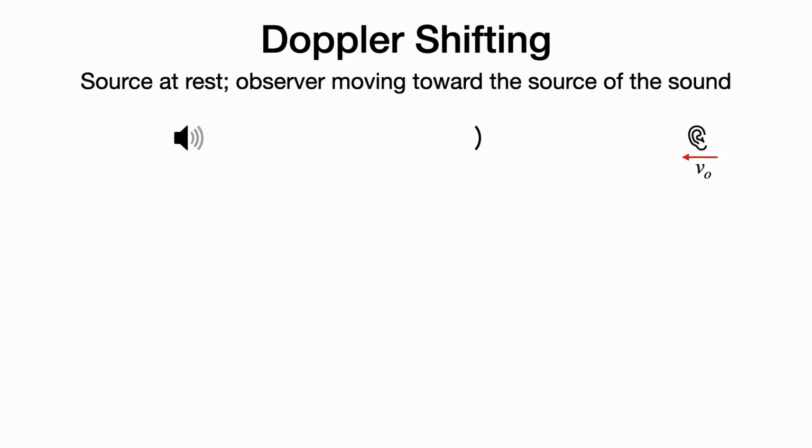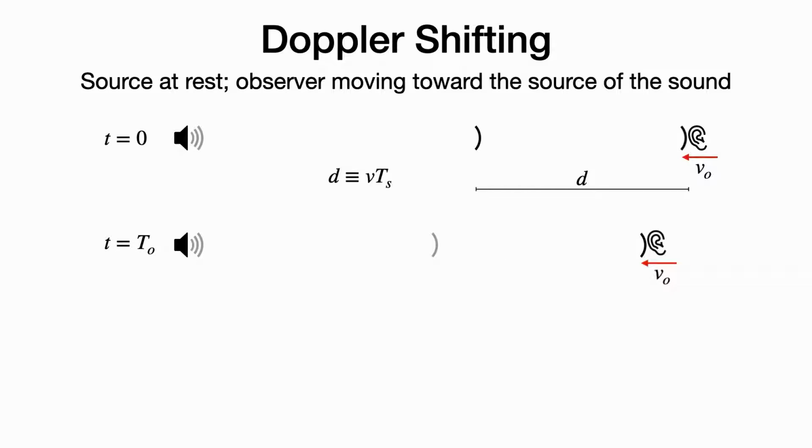Similarly, if the source is stationary, but the observer is moving toward the source, we can begin by defining a distance d between successive pulses from the source and choose time t equals 0 as the moment the leading pulse arrives at the observer. The distance d is again equal to the speed of the wave times the wave period Ts. After a time To, the observer will have moved toward the source to the point where it meets the next pulse. It travels a distance do equal to the observer's speed times the time interval To.